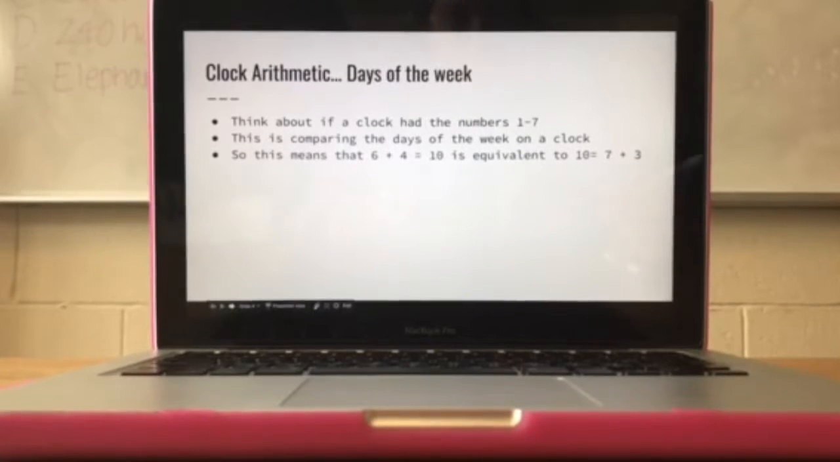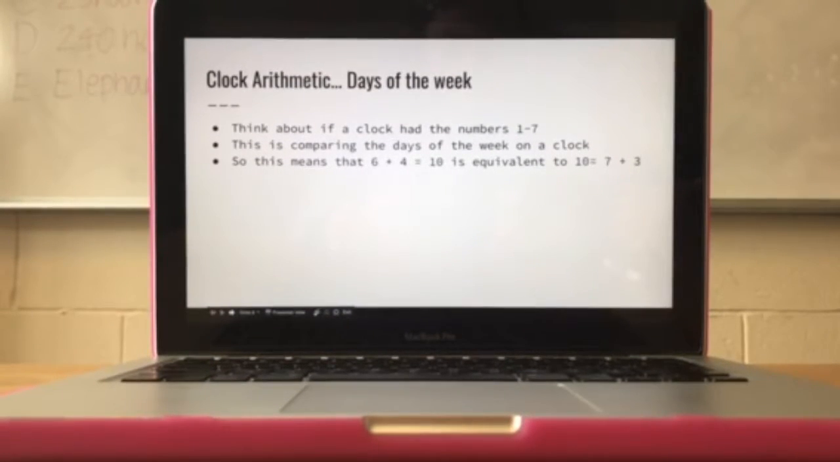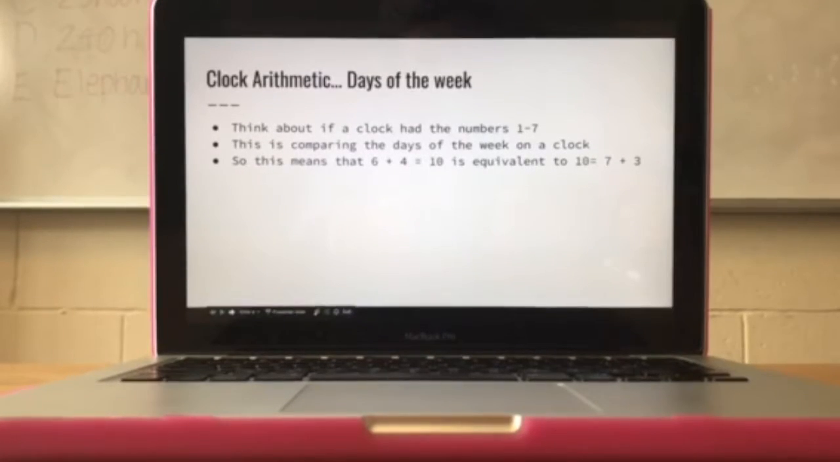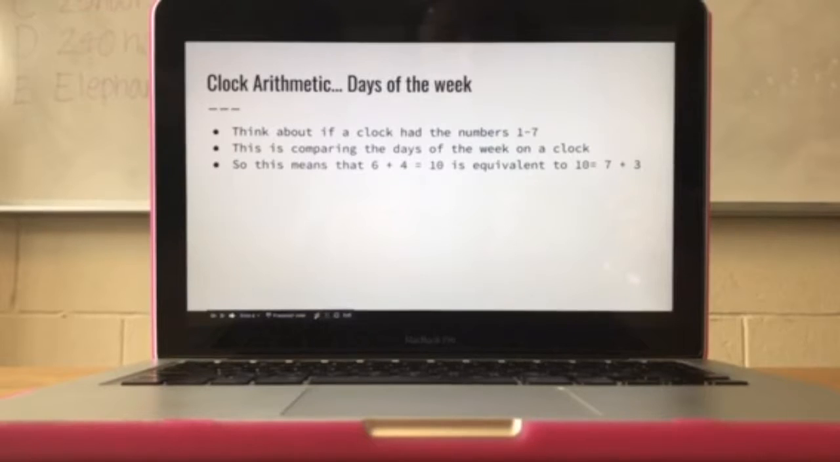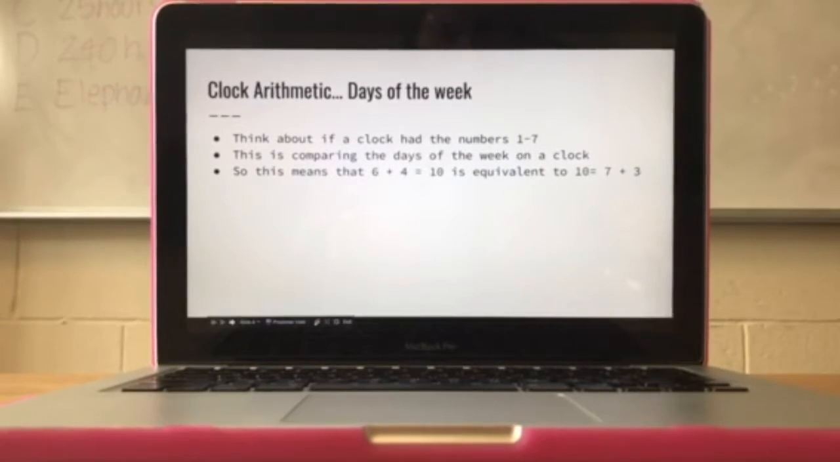Clock arithmetic, days of the week. Think about if a clock had numbers between 1 and 7. This clock is comparing the days of the week on a clock. So that means 6 plus 4 equals 10 and is equivalent to 7 plus 3 equaling 10.